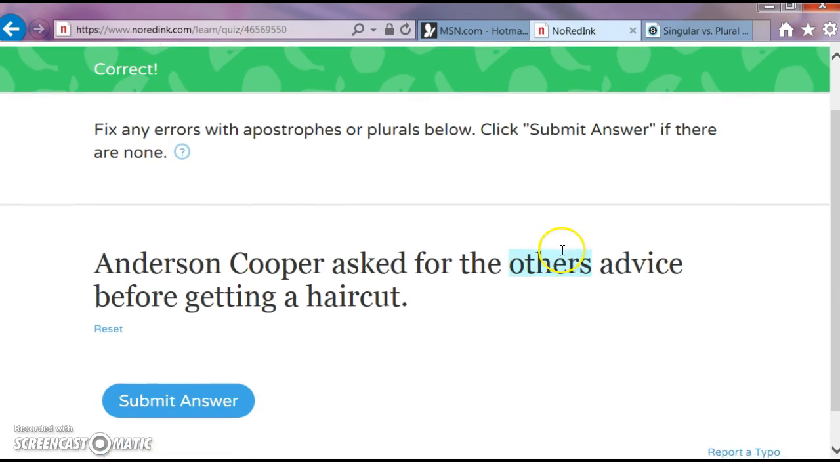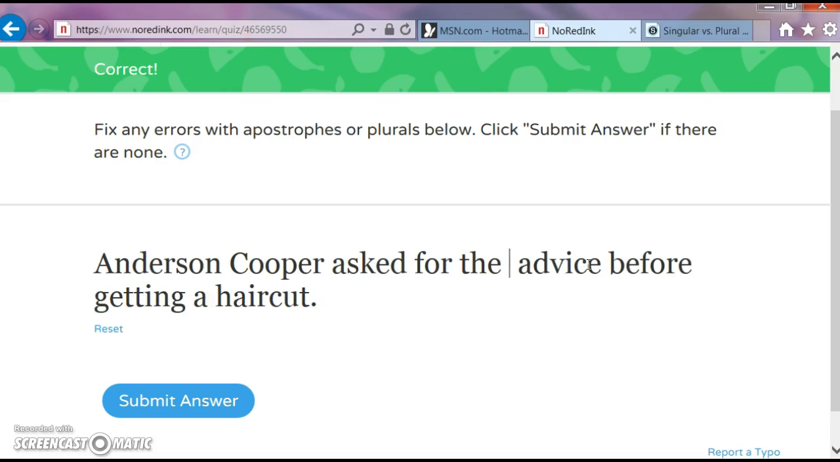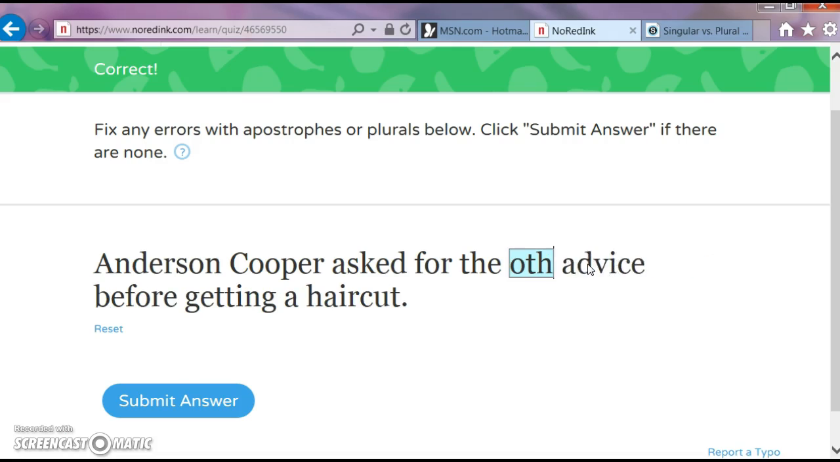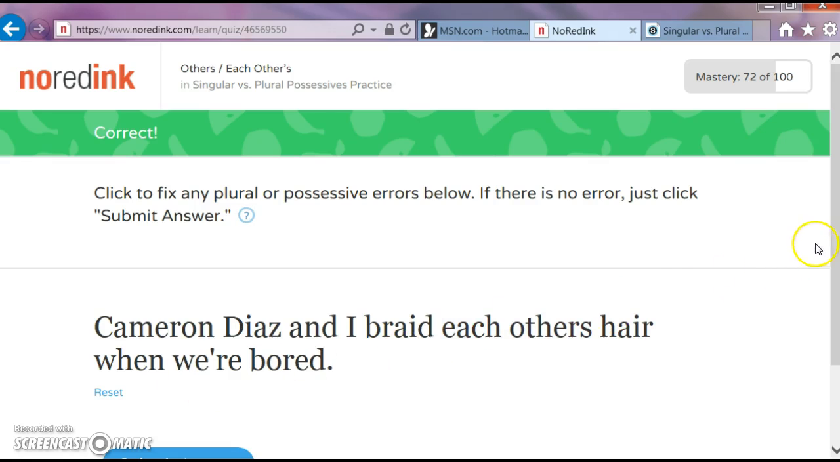So now I'm going to go take a look at the other one. Anderson Cooper asked for the others' advice before getting a haircut. Others. So that's plural here. And are we owning anything? Others' advice. Looks like we're owning something. I'm going to go ahead and slap an apostrophe. Oops. I got rid of the word, so now I have to retype it with the S and an apostrophe. All right, the others' advice before getting a haircut. Let me see if I did this one okay. Well, rock and roll. Look how good I am.